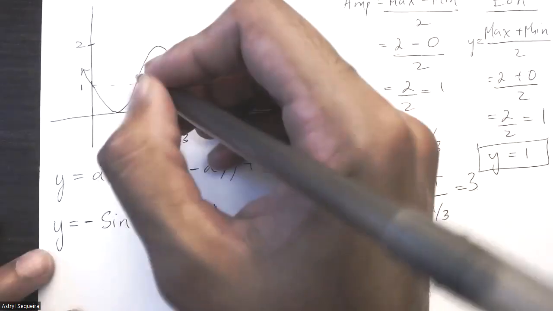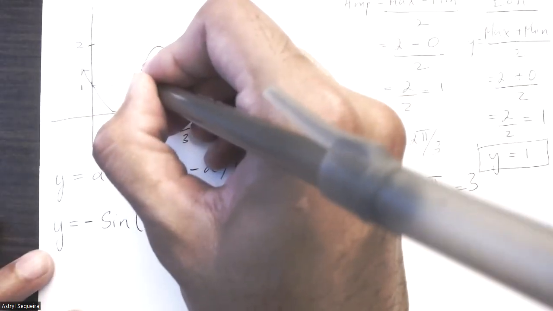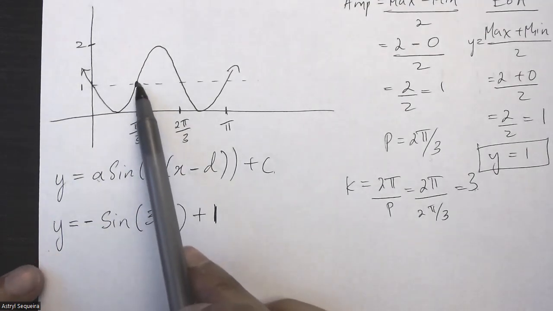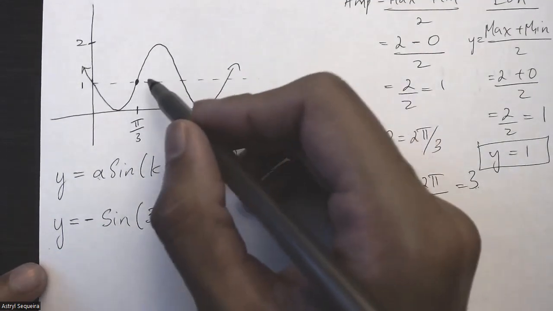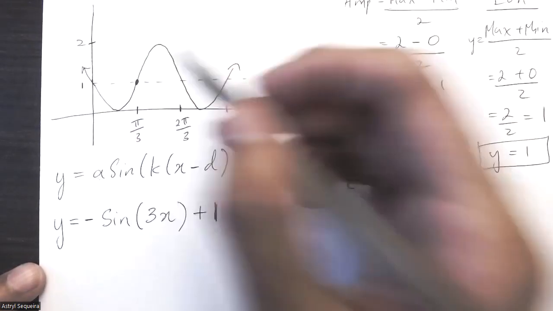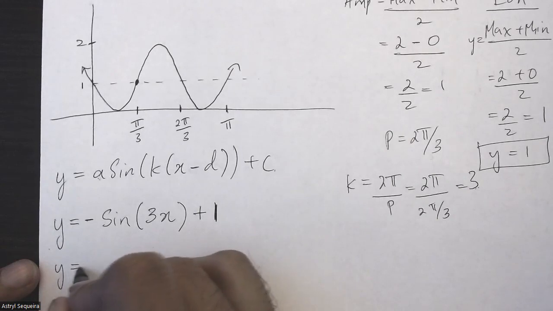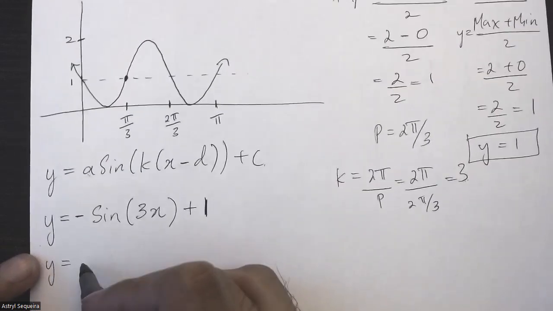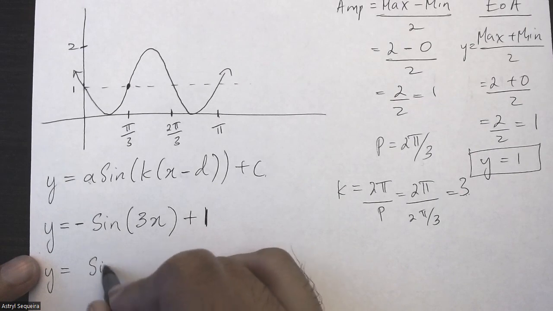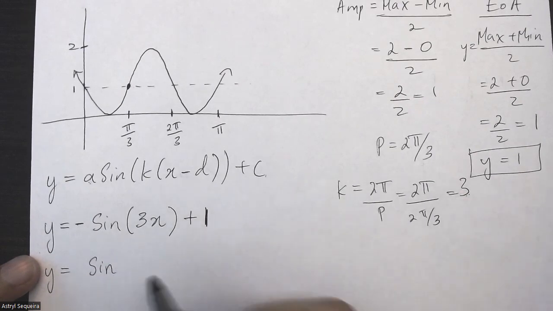But like I said, let's also pretend this is the starting point now, and let's do a second equation pretending this is the starting point. This is going to be a positive sine equation because it's going up, but it's on the axis. So y equals positive, and then the amplitude is the same. It's still 1, so I'm not going to write it down. And then I have a sine. My k value is still 3.